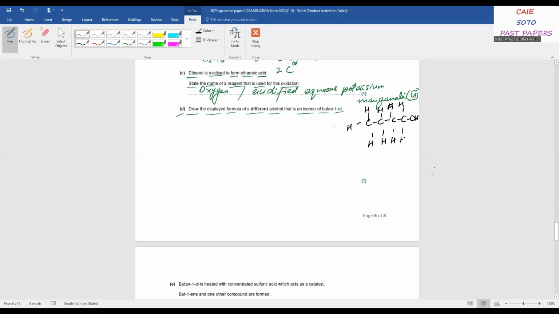Now you have two options. You can either move this CH3 group or move the OH to any other position. You can make the isomer of butan-1-ol. It's very easy. I'm going to show both. So if we move this CH3, we get this: C1, 2, 3.